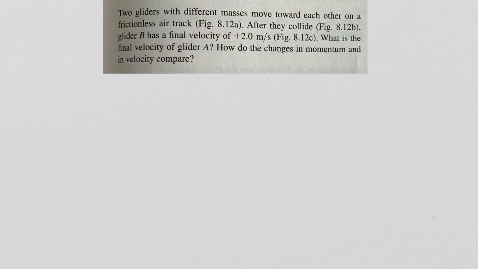Now let's do the following example. Two gliders with different masses move toward each other on a frictionless air track. After they collide, glider B has final velocity of 2 meters per second. What is the final velocity of glider A? How do the changes in momentum and velocity compare?